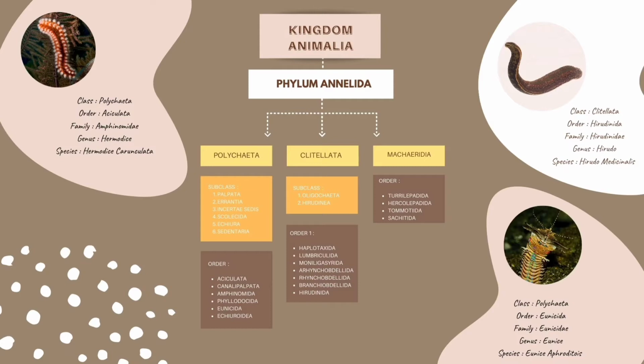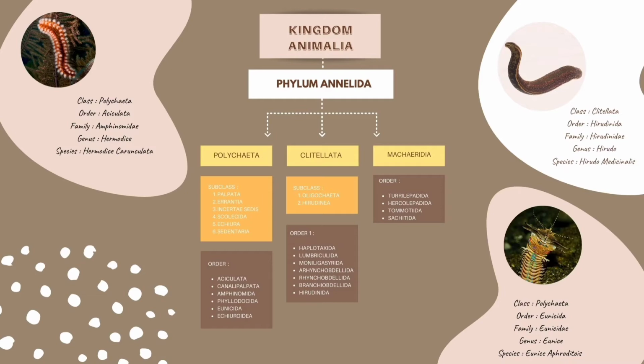Polychaeta contains some subclasses and orders. For the subclasses, there are Palpata, Errantia, Incertae sedis, Scolecida, and Sedentaria. And the orders are Aciculata, Canalipalpata, Amphinomida, Phyllodocida, Eunicida, and Echiuroidea.